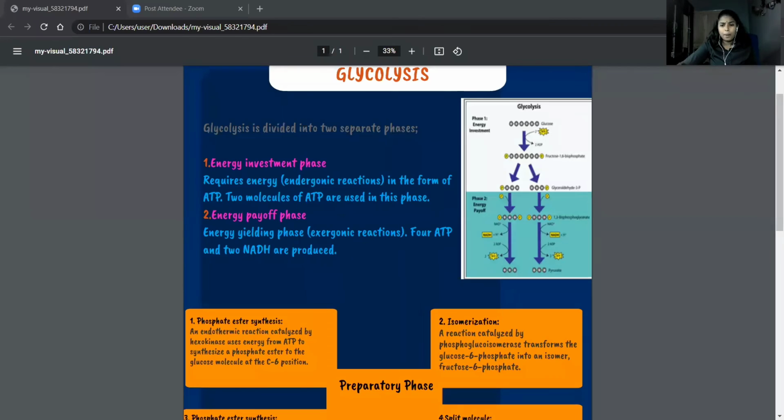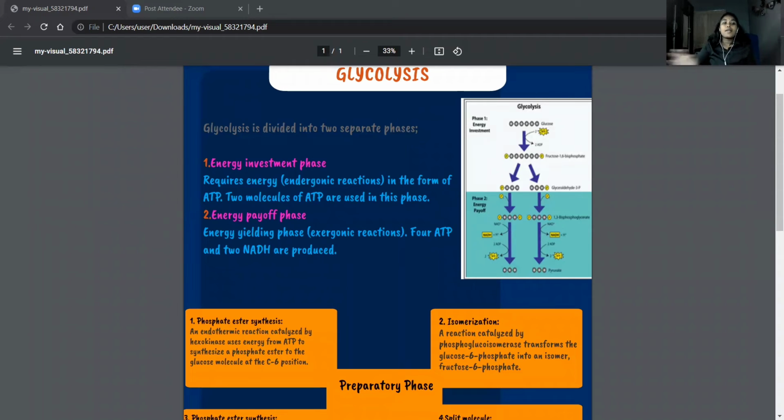So, what do you think about glycolysis? Glycolysis is the splitting of sugar, with 6-carbon glucose split into two 3-carbon sugars. These smaller sugars are then oxidized and their atoms are rearranged to form 2 molecules of pyruvate.